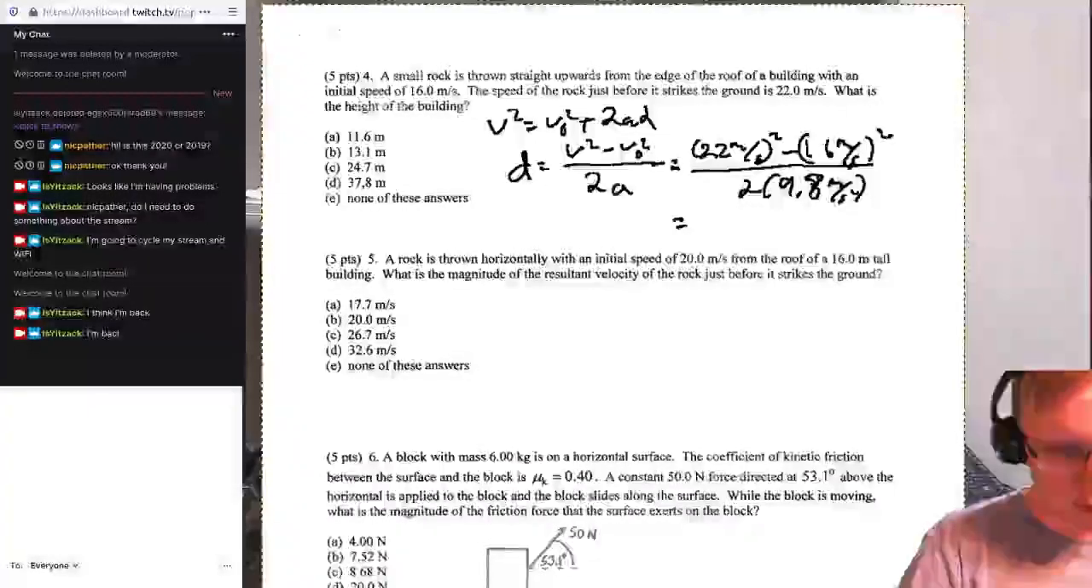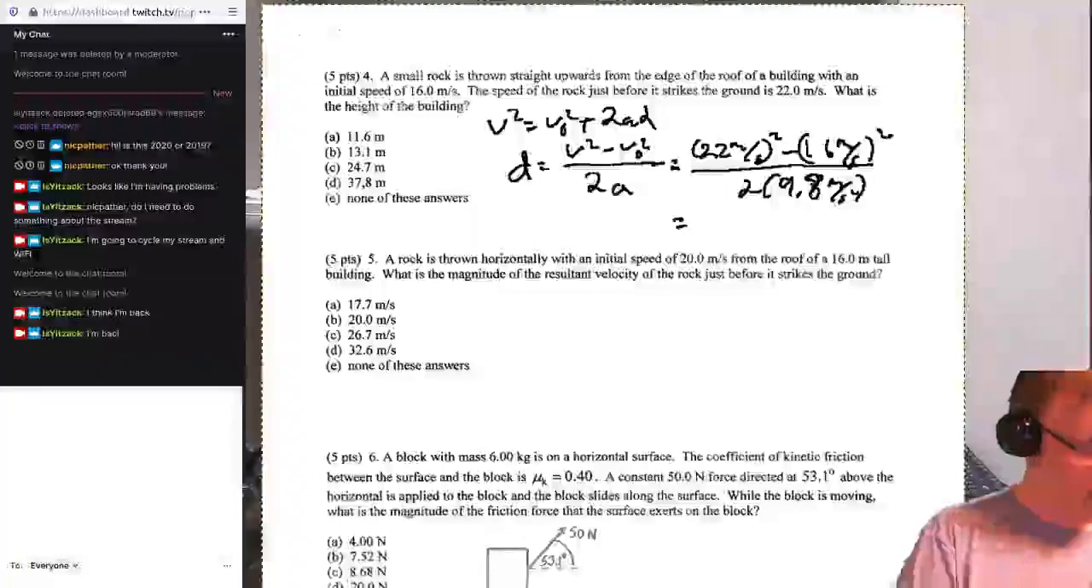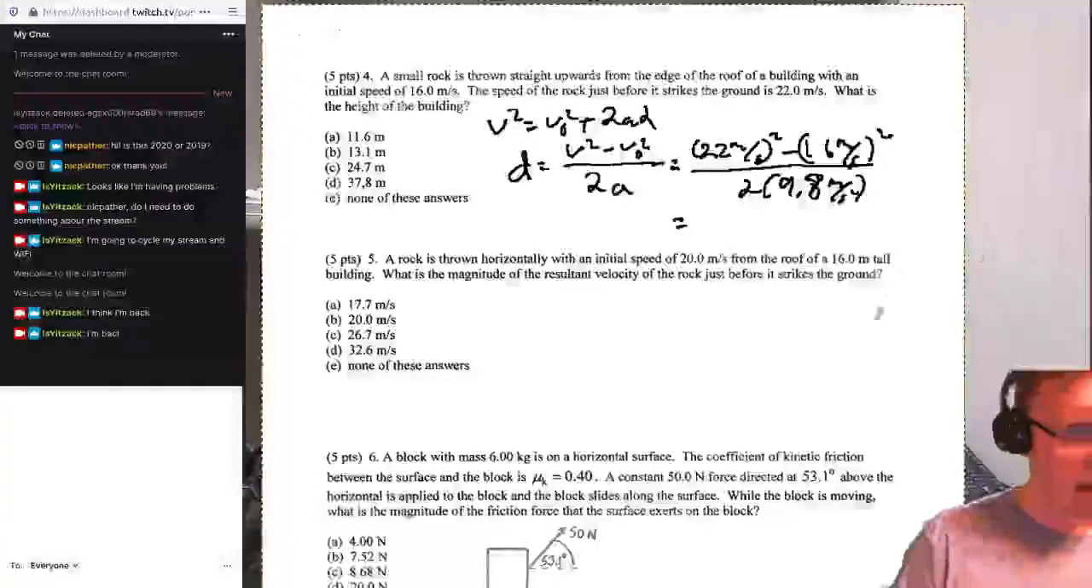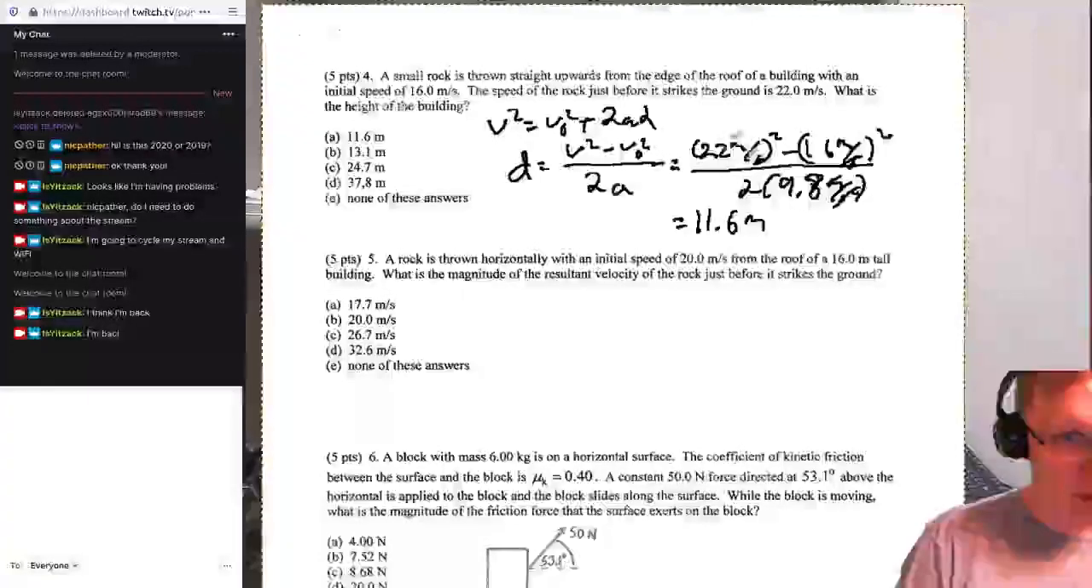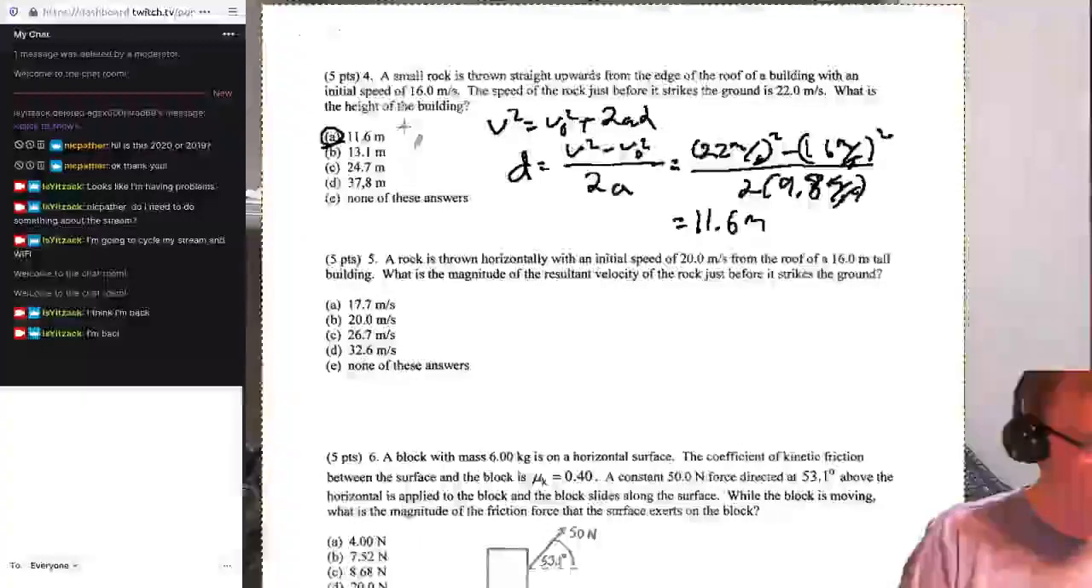22 squared minus 16 squared, and divide by 2 times 9.8, is 11.6. 11.6 meters. Second squared cancels with the second squared. This meter cancels with one of those meters on top, leaves a meter behind, 11.6 meters.